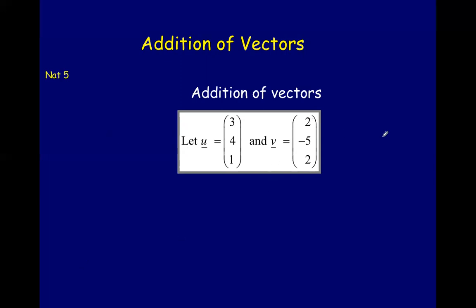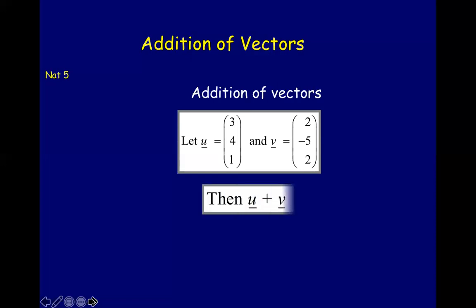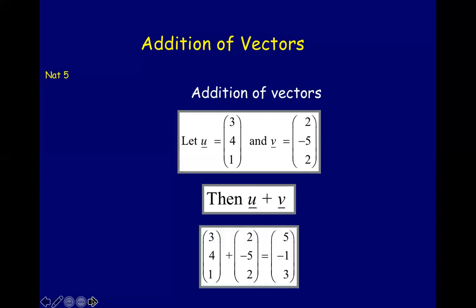V is 2 along x, -5 for y, and 2 up. So now if you are looking to do u plus v, you just add the top components, 3 and 2, 4 and -5, and 1 and 2. And that becomes 3 plus 2, 5, 4 minus 5, -1, 1 plus 2, 3. So this shouldn't be hard if you've understood what we did when we were doing 2D. You just added an extra line, which represents your Z.